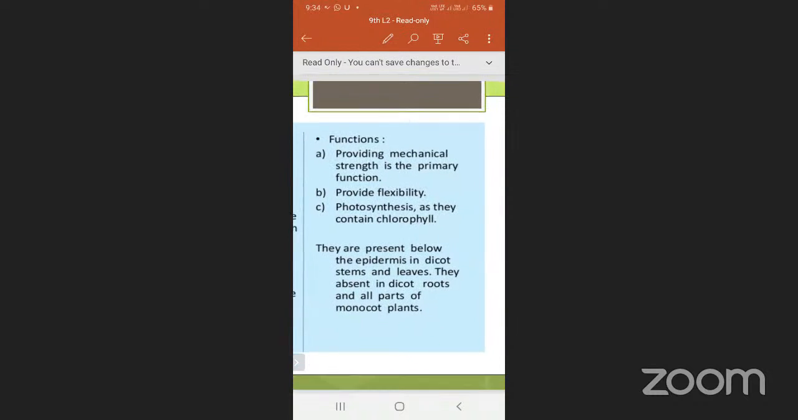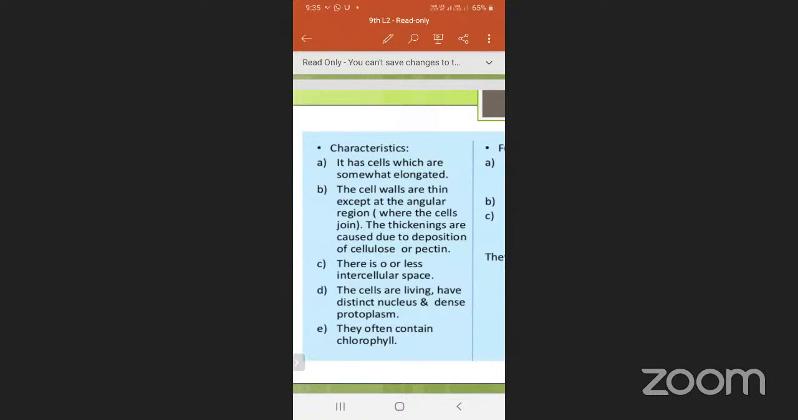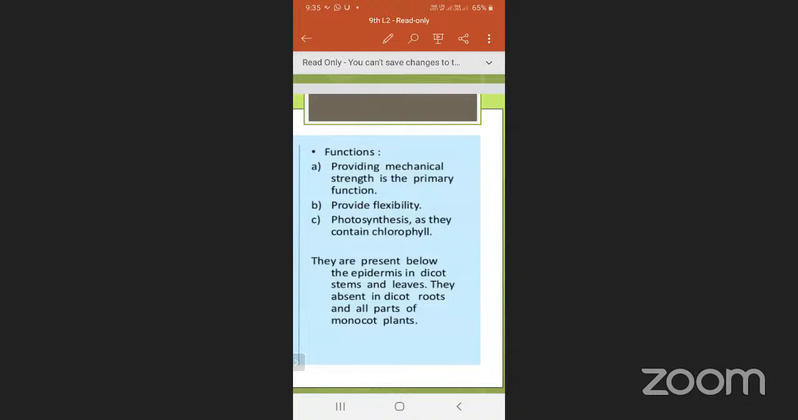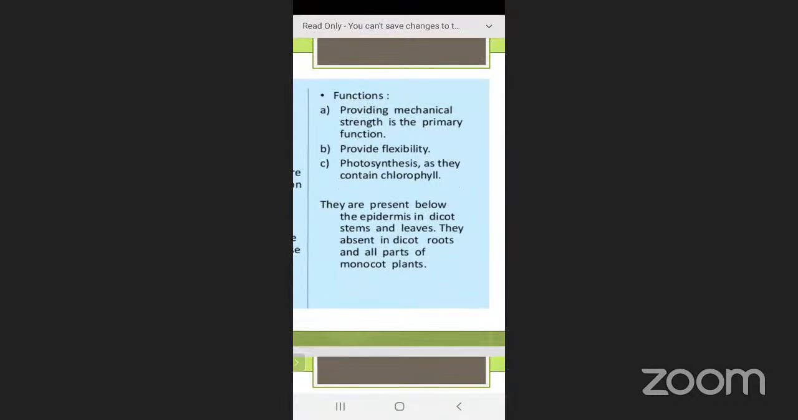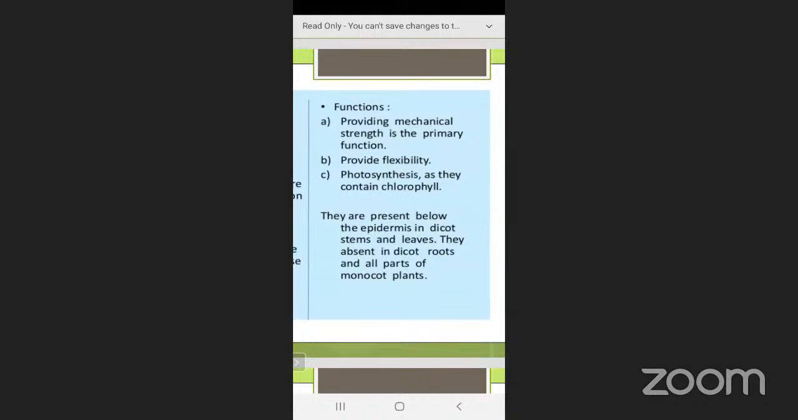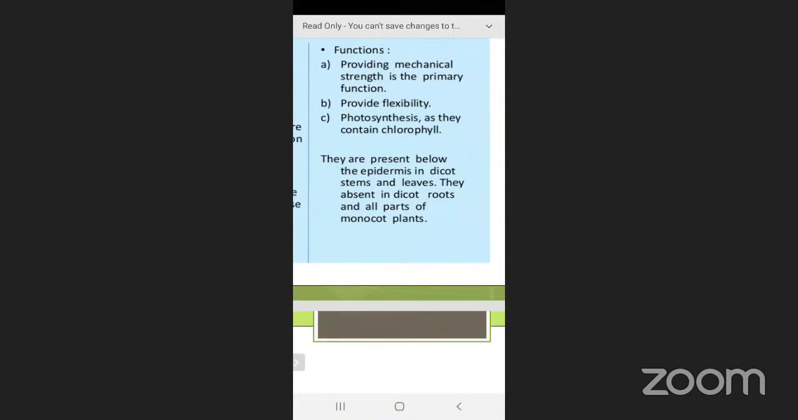The function of sclerenchyma, providing mechanical strength, is the primary function, due to the thickenings caused by the deposition of cellulose or pectin. They also provide flexibility, and photosynthesis as they contain chlorophyll. They are present below the epidermis in dicot stems and leaves. They are absent in dicot roots and all parts of monocot plants.